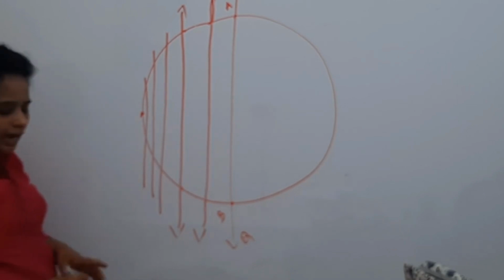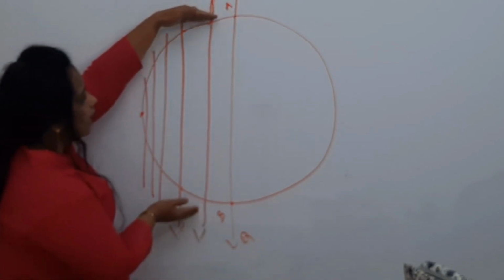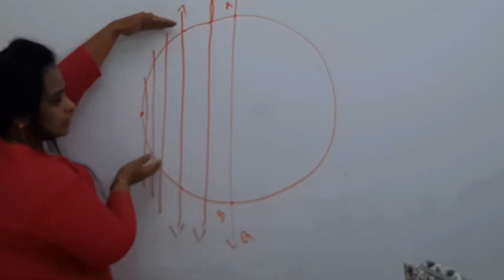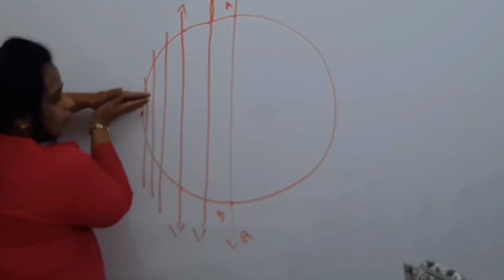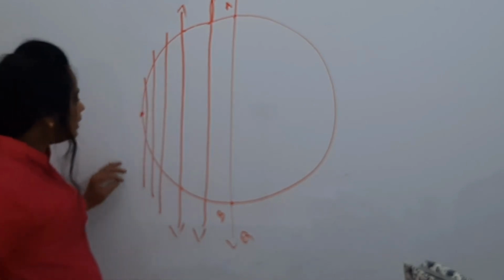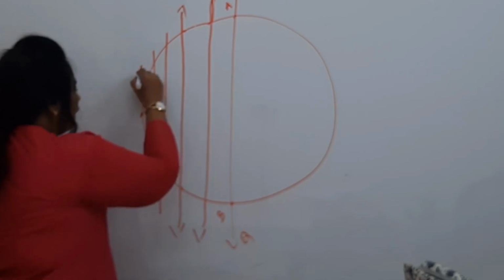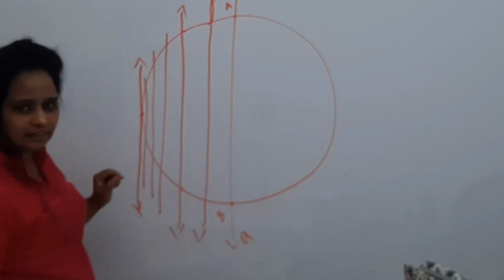What am I doing? I just bring the end points of this chord AB closer to each other, closer to each other, and at one point it coincides. So at that point, when I draw the line PQ, that becomes a tangent.